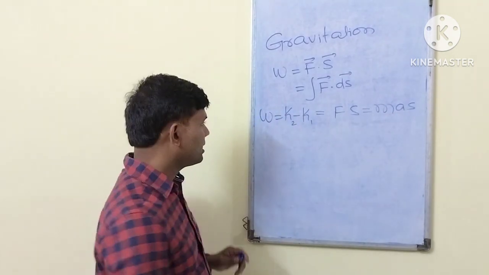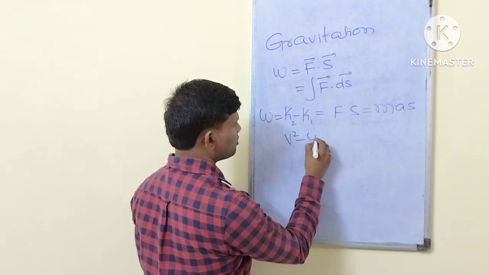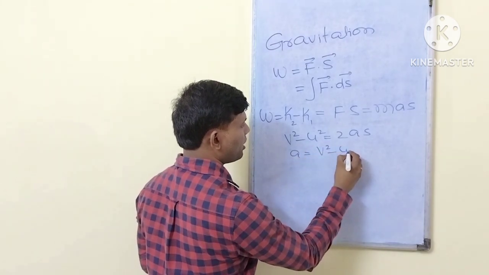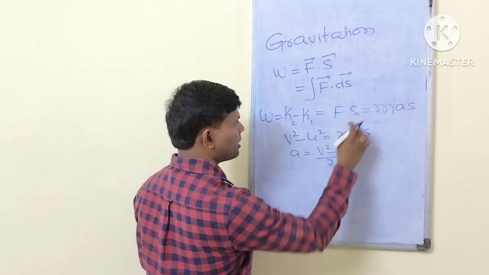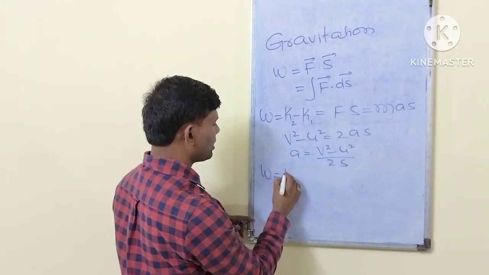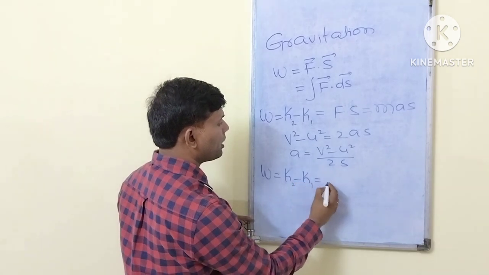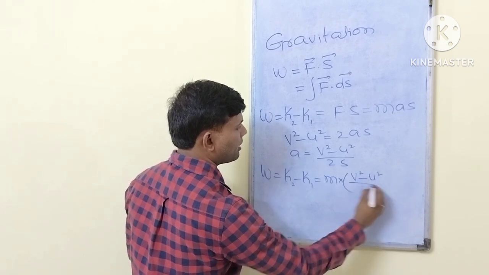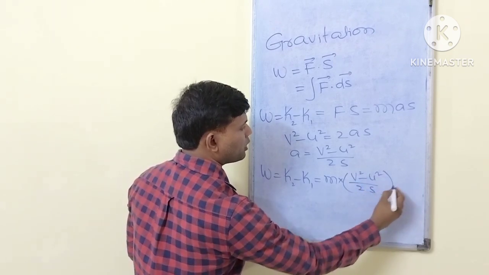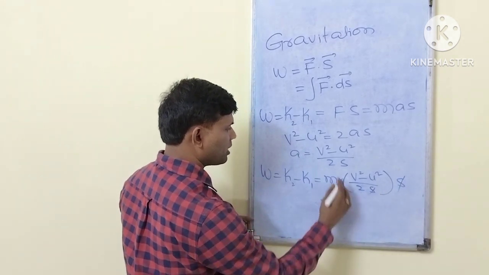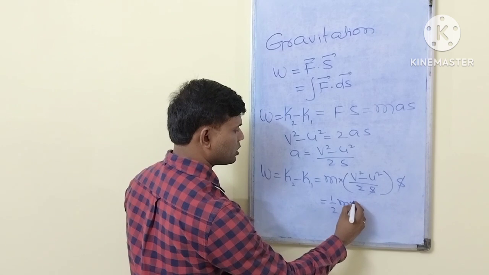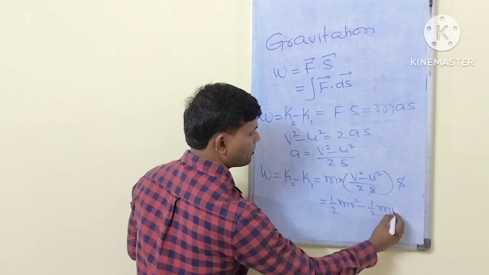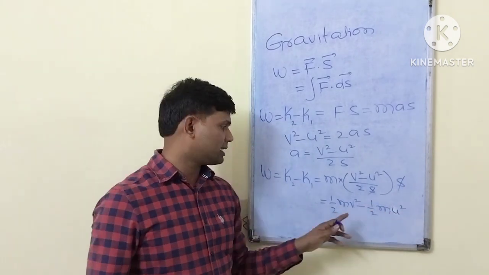From kinematics equations, you know V square minus U square equal to 2AS. Then A equal to V square minus U square by 2S. We can substitute A here. Then work done equal to K2 minus K1 equal to M into (V square minus U square) divided by 2S, into S. S cancels. What you will get? 1 by 2 M V square minus 1 by 2 M U square. This is the final kinetic energy, this is the initial kinetic energy.